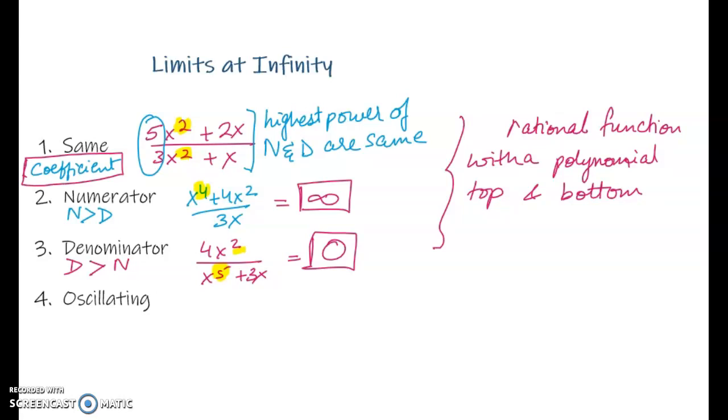Now the fourth case is if the function is oscillating. Sine and cosine functions oscillate. So if we have to find the limit at infinity for sine x, I know it oscillates up and down. It doesn't remain at a static point. It keeps on changing. The limit does not exist.